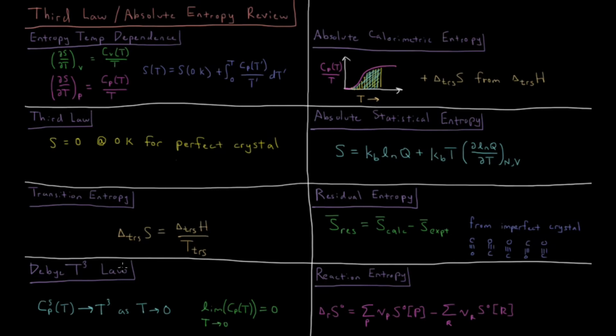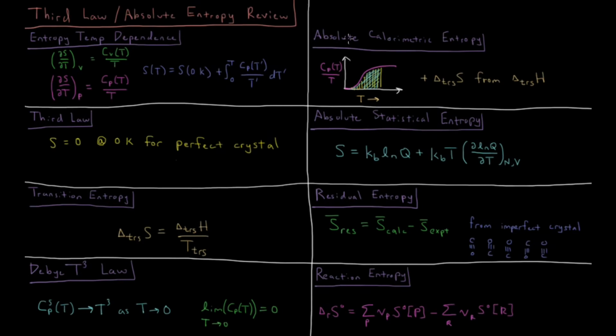The Debye T cubed law tells us that the heat capacity of a solid as we approach 0 Kelvin is going to be proportional to the temperature cubed. So as we get to very, very low temperatures, the heat capacity is proportional to the cube of the temperature. And this means that the limit as the temperature goes to 0 of the constant pressure heat capacity is 0. So at absolute 0 Kelvin, the heat capacity of any substance is going to be 0. So any infinitesimally small amount of heat which is absorbed in the system is going to result in the temperature going beyond 0.